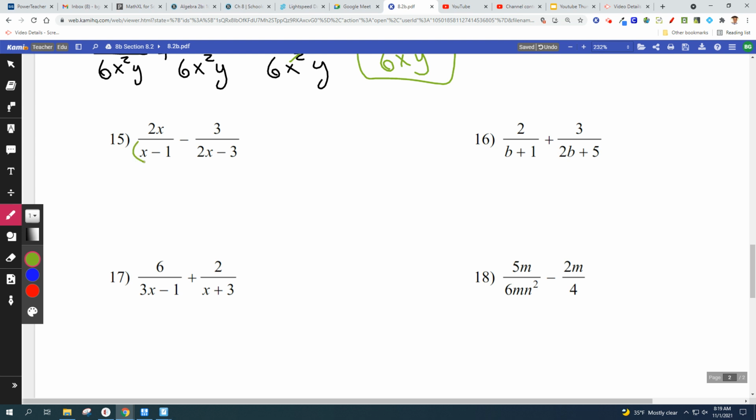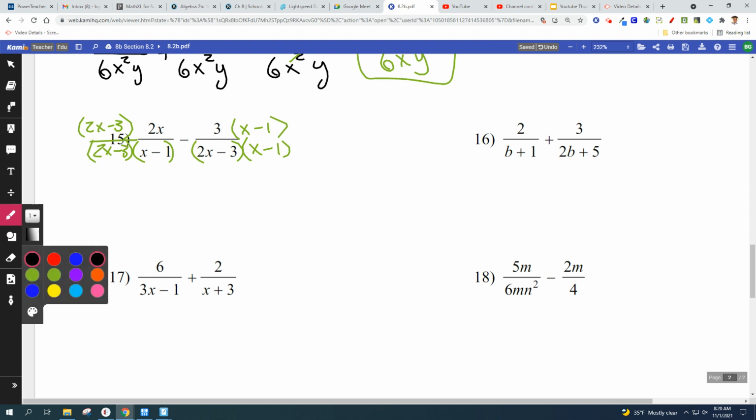Is this weird? Think about it as this is a binomial and this is a binomial. What you need to do is say, well, the one on the left needs a 2x minus 3. And the one on the right needs an x minus 1. So now the denominator is just both of those things. The denominator is 2x minus 3 times x minus 1. Once you get the denominator the same, write it down. That's the common denominator.